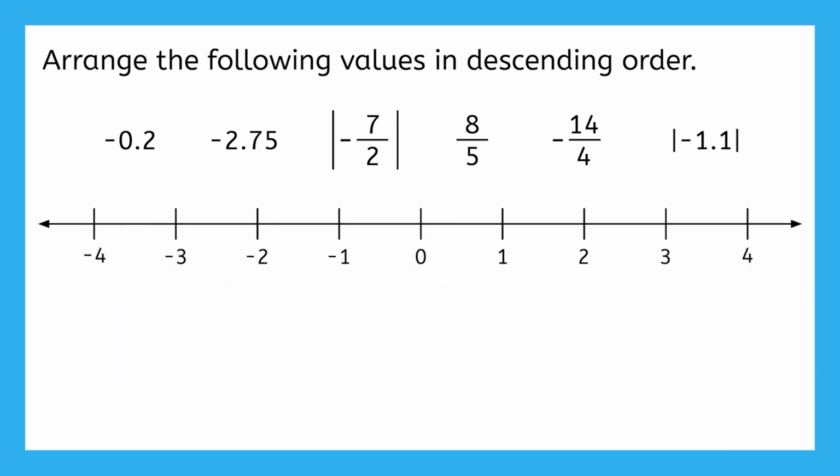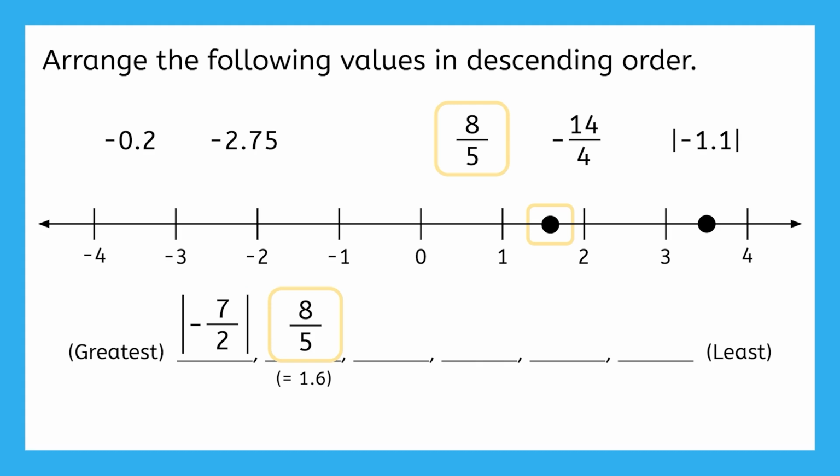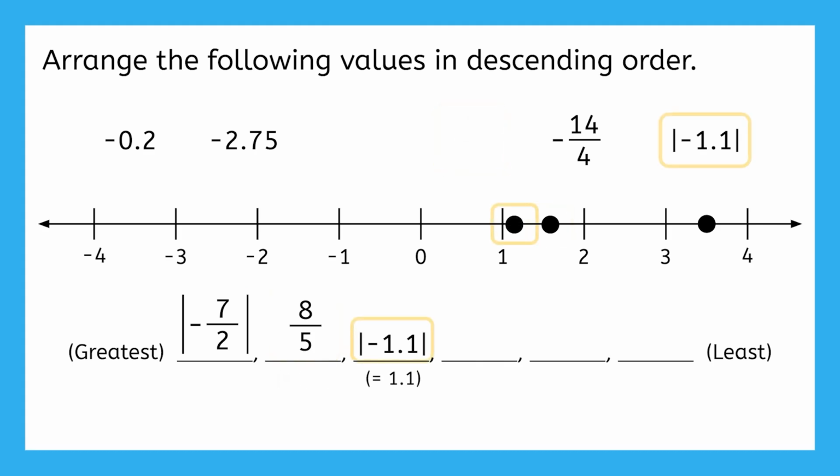Check your answers. Which number comes first in the final list? Remember, this time we're listing the numbers in descending order, which is greatest to least. So the biggest number goes first. That would be the absolute value of negative 7 over 2, which is positive 7 over 2, or 3.5. What's the next value? Right, 8 over 5, or 1.6. Then it's the absolute value of negative 1.1, which is positive 1.1.